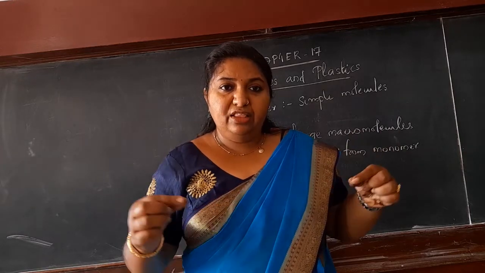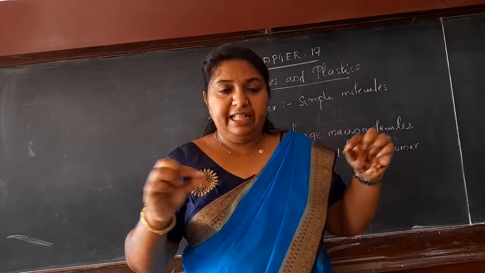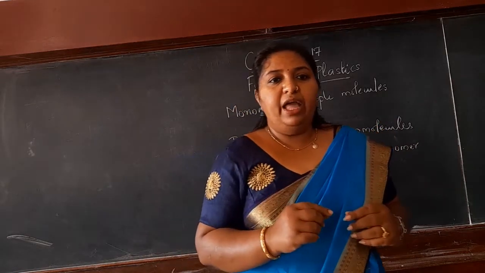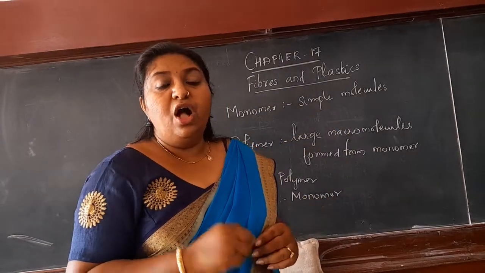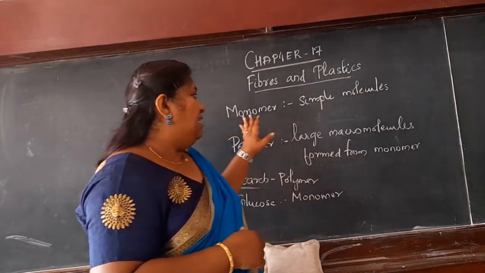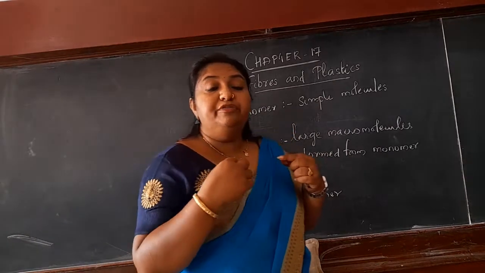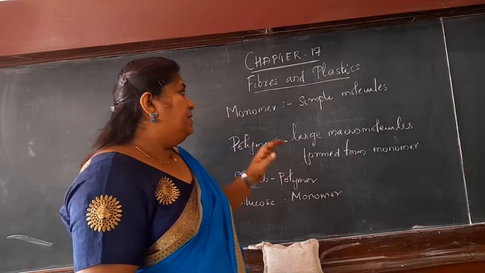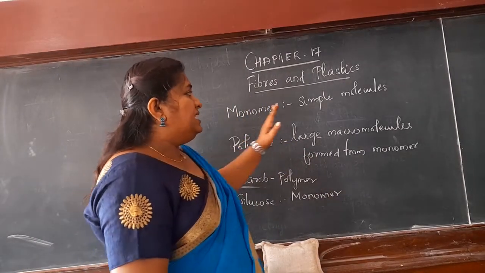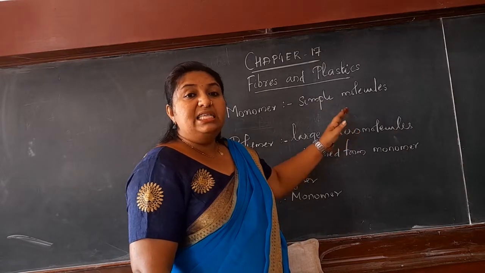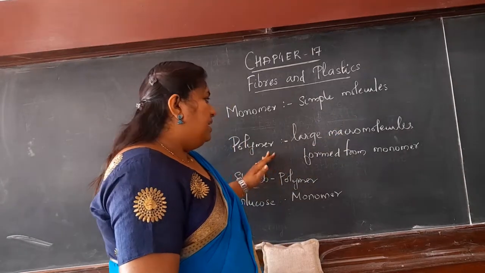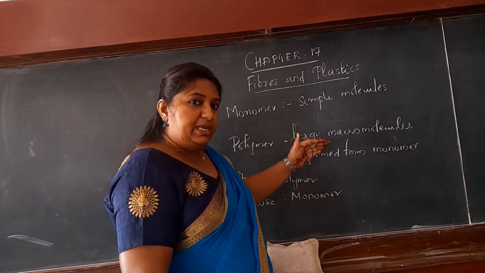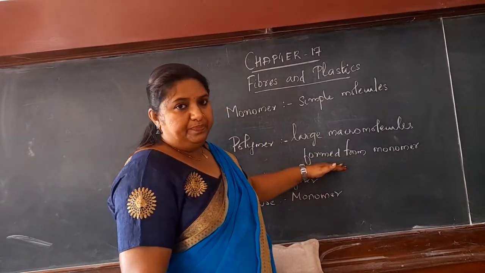So when the length of the thread completes, or you finish filling that thread, it becomes a beautiful white beaded necklace. Same way, consider those simple molecules or simple white beads as monomers, and the beautiful white necklace you are getting as a polymer. So what is a monomer? Monomer is actually the simple molecules. Monomers are simple molecules, and polymer is actually formed from monomers. Polymer is a large unit which is formed from monomer.